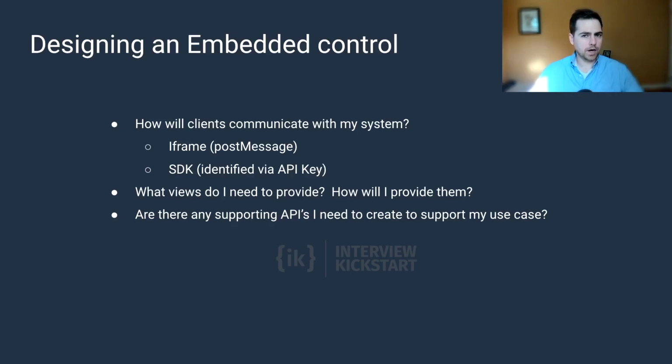So what if you wanted to create your own embedded control? Some questions you might want to ask yourself is, how will my clients communicate with my system? You might want to do that via an iframe, just like YouTube does it, or you might want to use an SDK, just like Stripe does. You also need to consider what views you need to provide, such as Stripe provides their own console, so you can log in and create API keys and view all of your company's payments information. And you also might need to consider if you need to build any APIs to support whatever you're looking to allow other websites to embed.